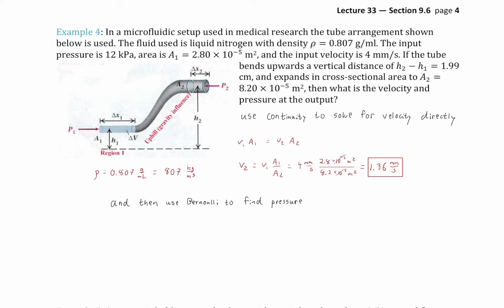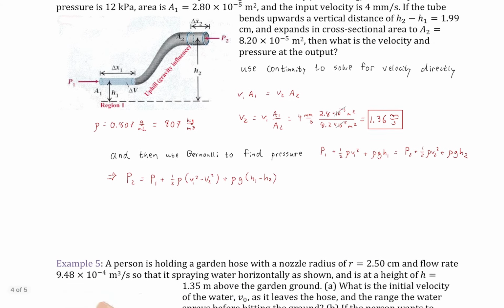And then we're going to use Bernoulli to find the pressure, because we wanted two things in this case. We were asked for the velocity, hence the square around it, and then we're asked for the pressure at the output. So we're asked for P2 and V2. All right, and so here is the Bernoulli equation. We're going to solve for P2 just like in the previous example.